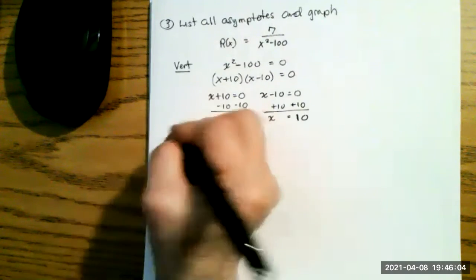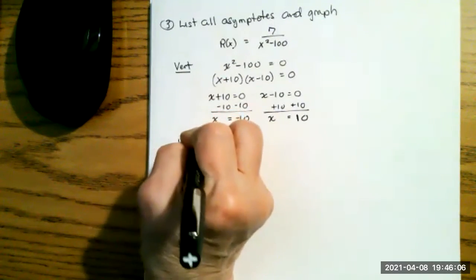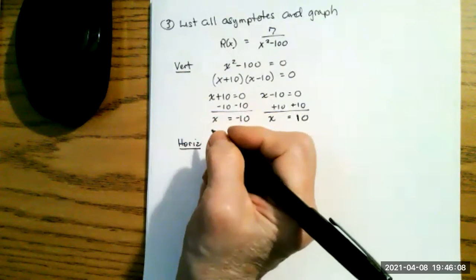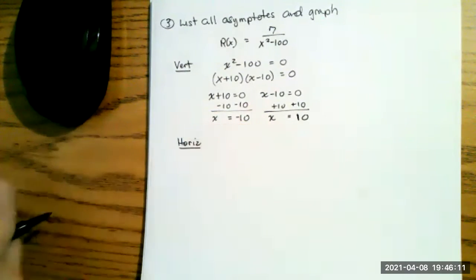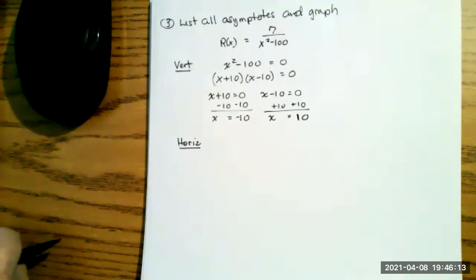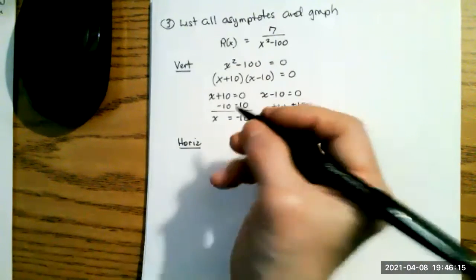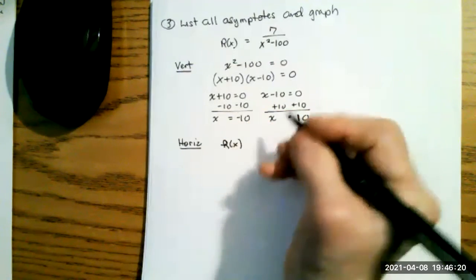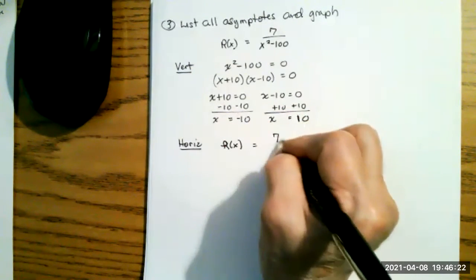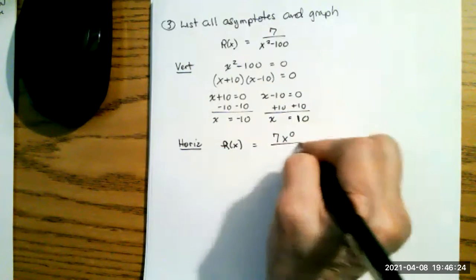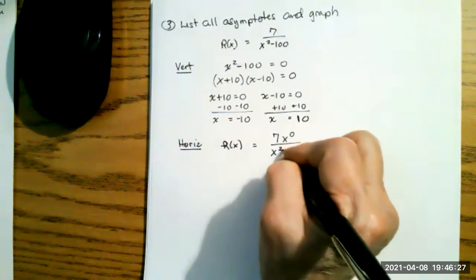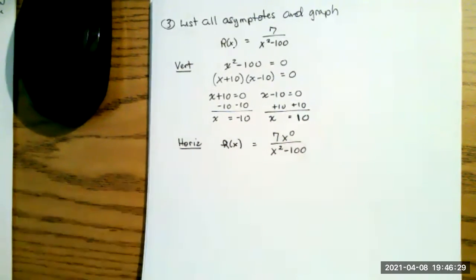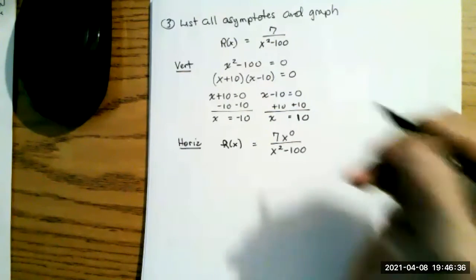Okay, now let's do horizontal. I'm going to rewrite the problem and put in an x to the 0 so you can see where I'm getting the information that I need. I can write that 7 as 7x to the 0 if I want to. And I'm doing that because I have to know the exponent that goes up there.